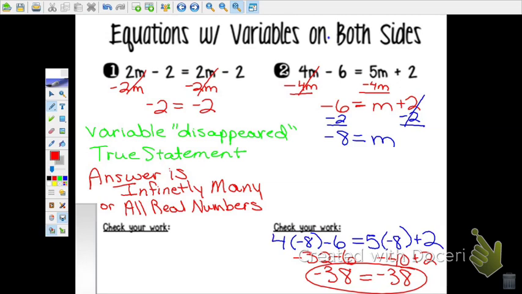Okay? So, most of the time when you are working problems, you are going to get a single answer like we did in numbers 2 and 3. On occasion, you will see those special solutions where your variable disappears. If your statement is false, like in number 4, it's no solution. If your statement is true, like in number 1, then it is infinitely many solutions. So that is our lesson on equations with variables on both sides.